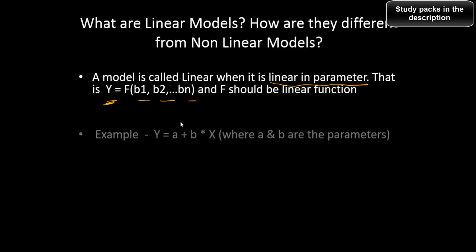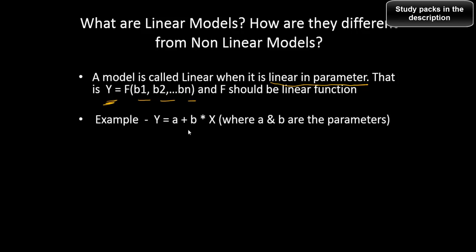So let's take an example. y equal to a plus b x, where x is your independent variable, y is your dependent variable, a and b are your parameters. Now this is a linear model because both a and b are in linear form. But if you have something like a square or b square or square root of a, or logarithm of b, then the model is going to be a non-linear model.